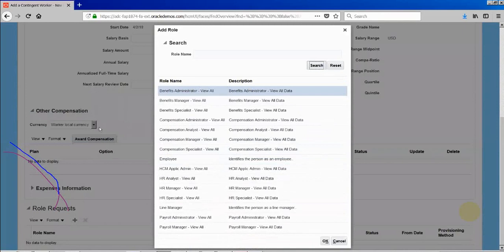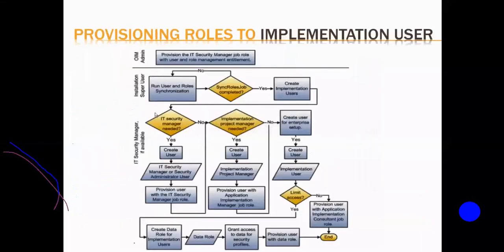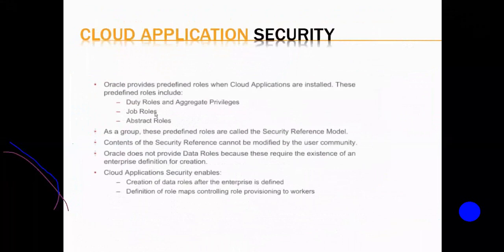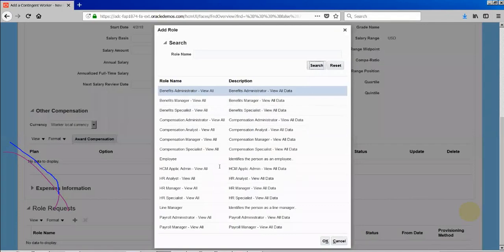So before creating this person, as I said in my previous sessions, before implementing this, all these core components will be set up by the implementation user. One of the components is cloud application security. What does it mean? All the roles are created by that time.